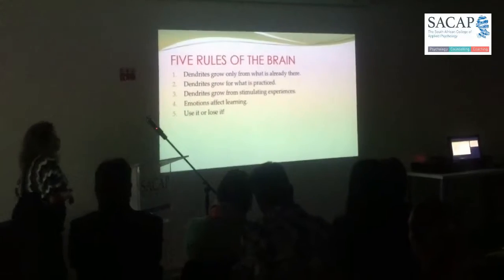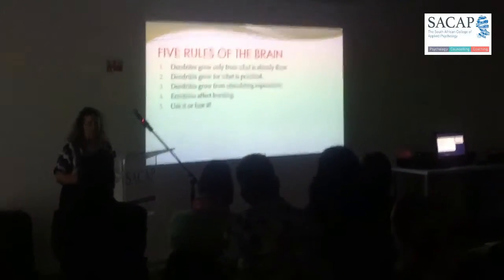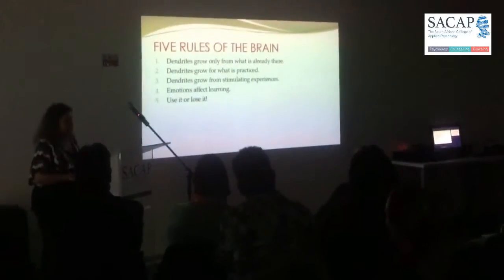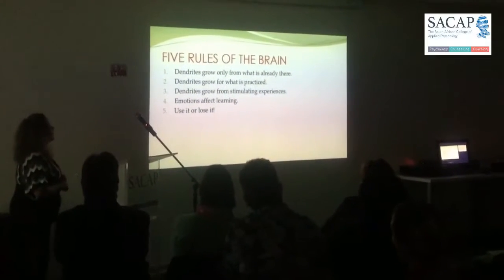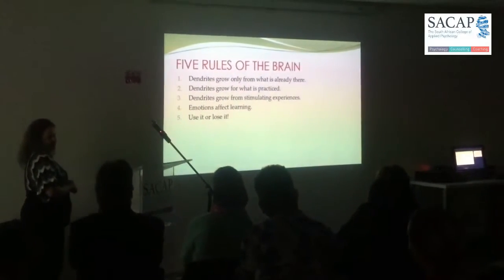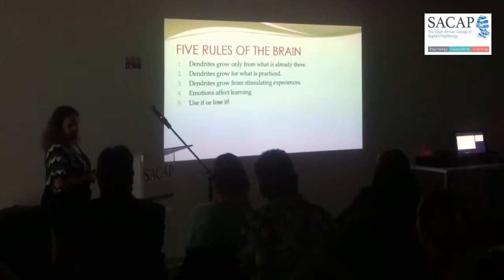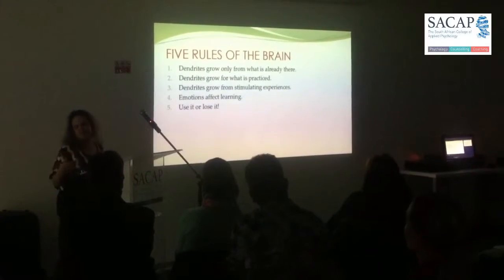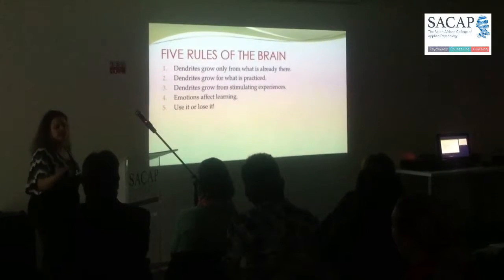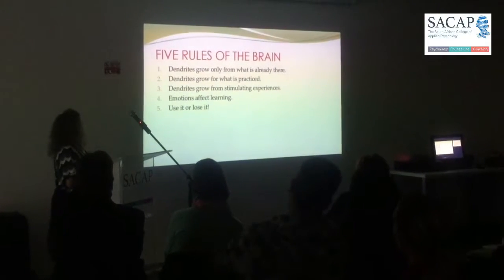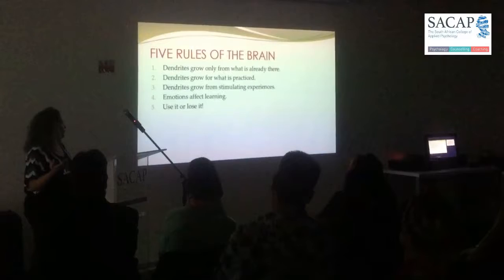So what are the 5 rules of the brain you can take away from this evening? Hopefully it's the 5% you remember. Dendrites grow only from what's already there, so you have to have a foundation. Dendrites grow for what is practiced. As you practice, skills become more automatic and it becomes easier to practice the goal or learn something.